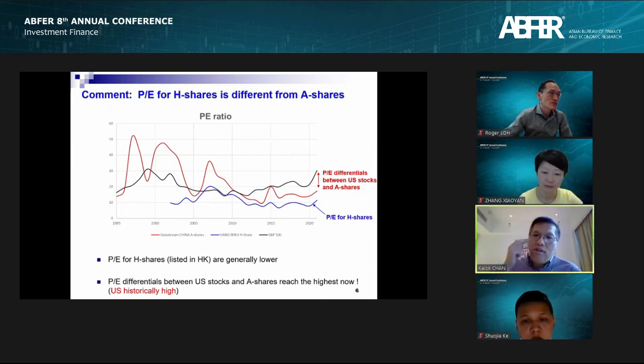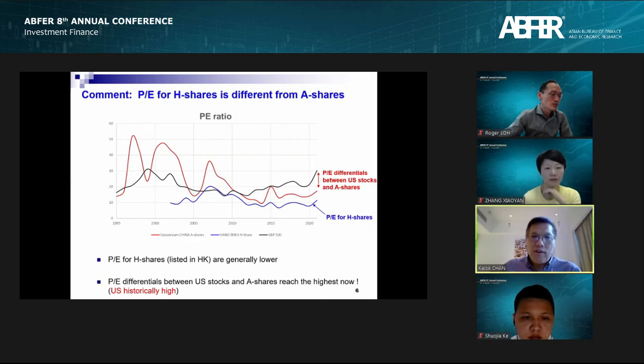That is also more consistent with the conventional wisdom that emerging market stocks are at a discount relative to developed markets. I also show the PE differential between the US and A shares, and I extended it to 2021, which is now. You can see the PE differential between the US market and the A share market has reached its highest. So now the question is, what valuation is correct? Is the US valuation correct, or is the China valuation correct?